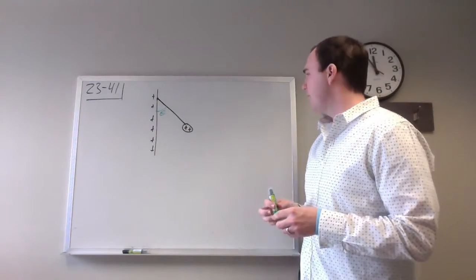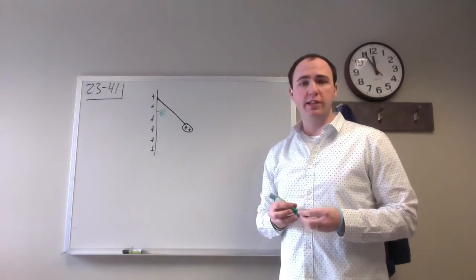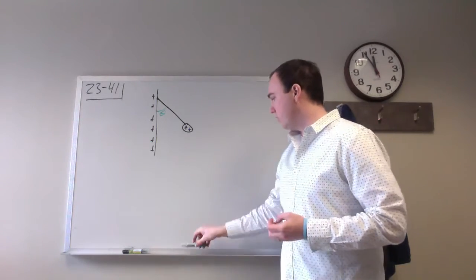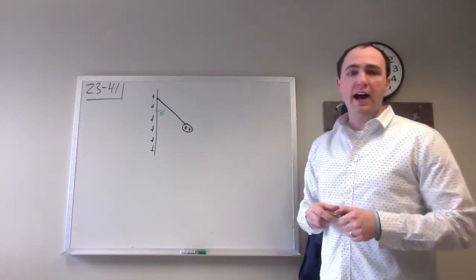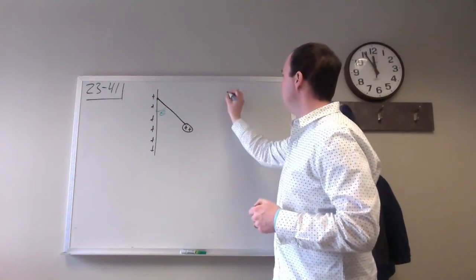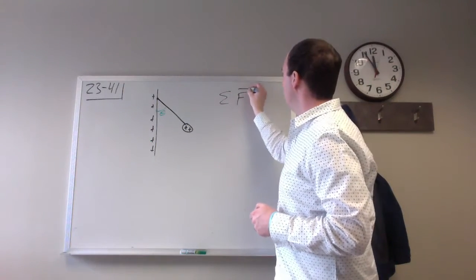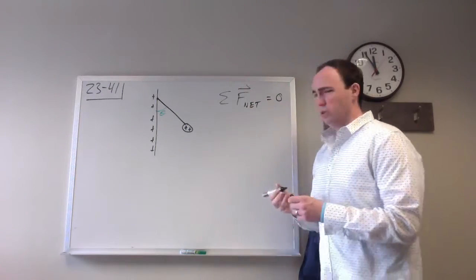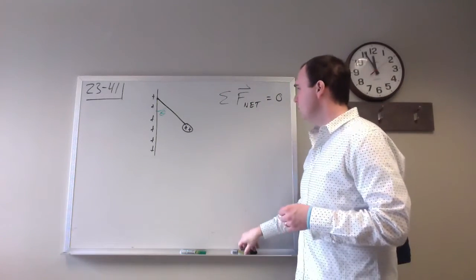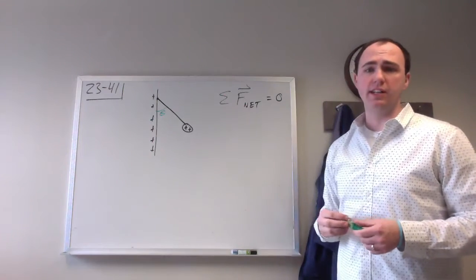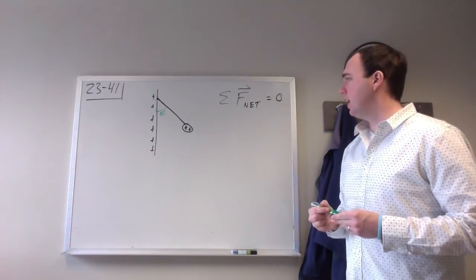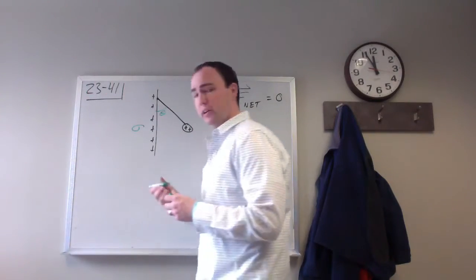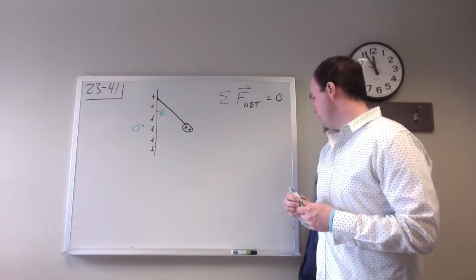So this is one of those problems where I say don't forget everything that we talked about last semester, right? If it's at rest, that means that the sum as a vector of all the forces is equal to 0, right? So we need to see what forces are acting on it, and what we want to know is what is this charge density sigma over here, right?